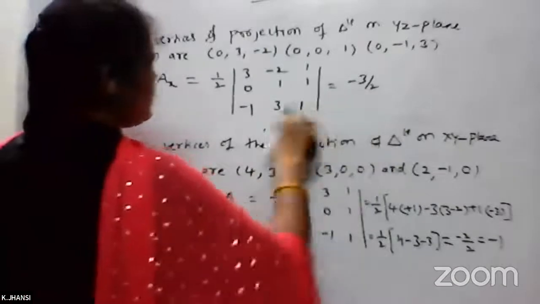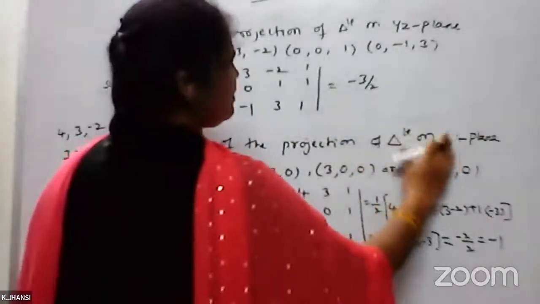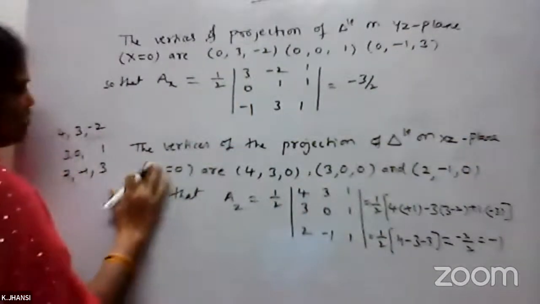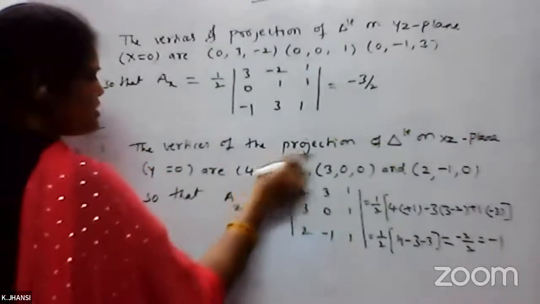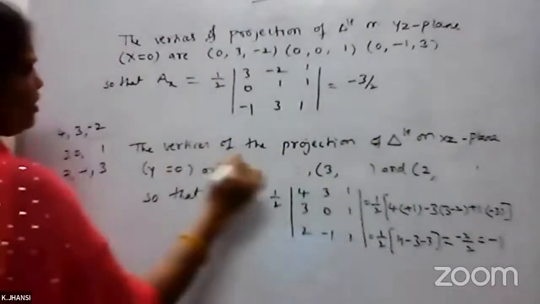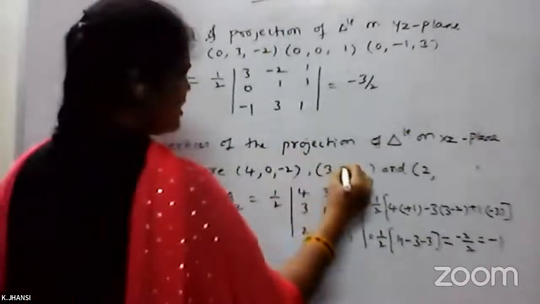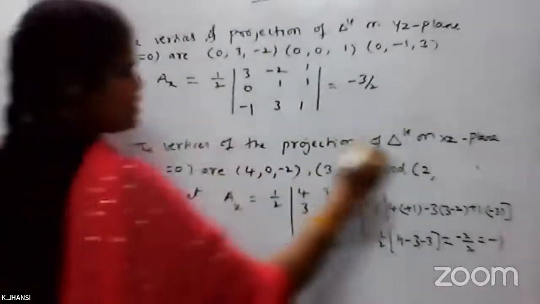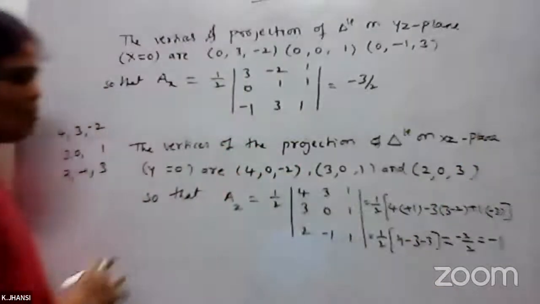So same one, you write the vertices of the projection of triangle on XZ plane. Okay. So XZ means here y equals to 0. So y equals to 0 means this value is 0. So 4, 0, -2. Next 3, already 0 is there. So no need of writing again. 3, 0, 1. Next 2, 0, 3. So this is the point.